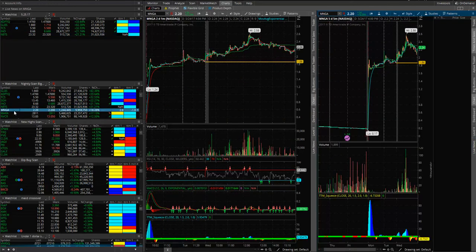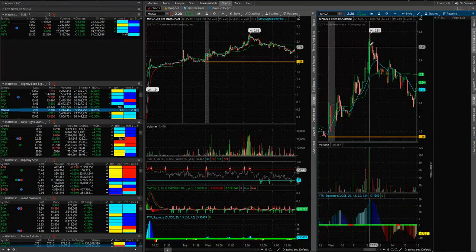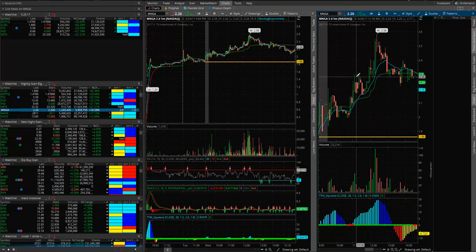Next up, MNGA ripped up to 258. That's why I love these spikes, because you watch a stock go and you see, look, it gaps up, pulls back.